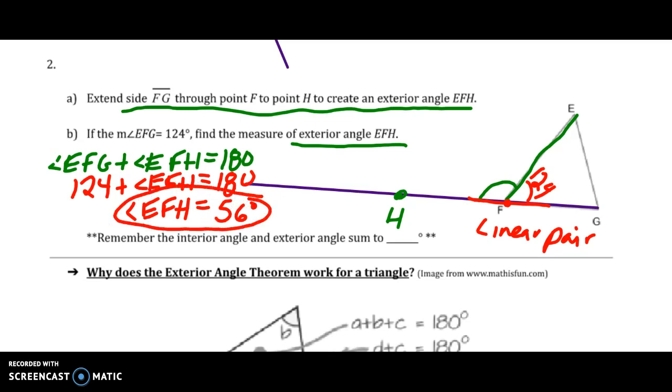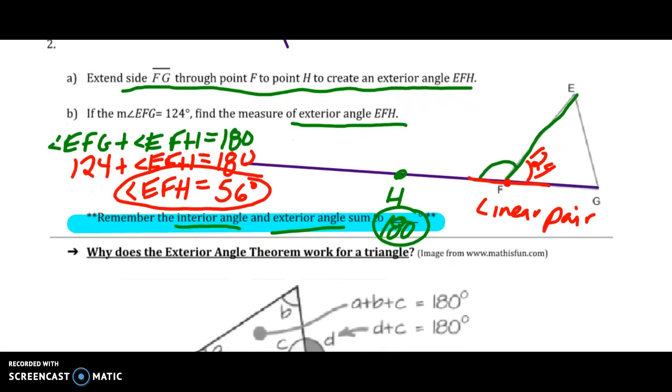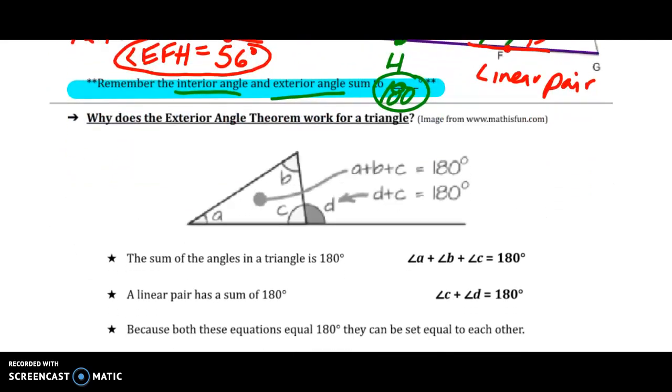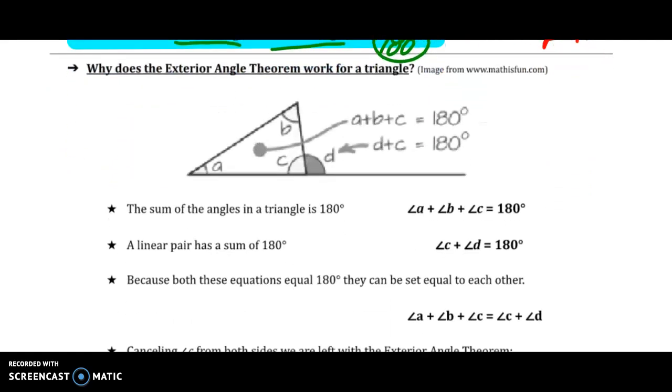Right, so the key piece here is to remember that an interior angle and an exterior angle, the one next to it, have to sum to 180, because they form a linear pair or they are supplementary. So the last part of this lesson before we actually apply this theorem is, why does this work for triangles?